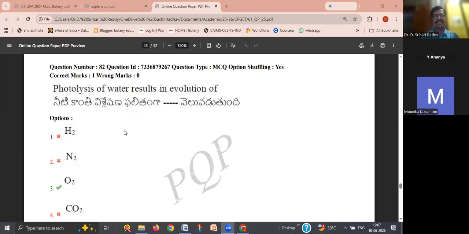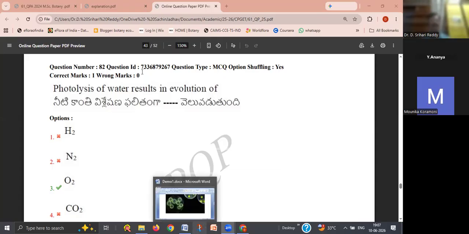Photosynthesis is divided into light phase and dark phase, right? Light phase and dark phase. So in the light phase, again there are two photosystems, PS1 and PS2. So I will show you once.